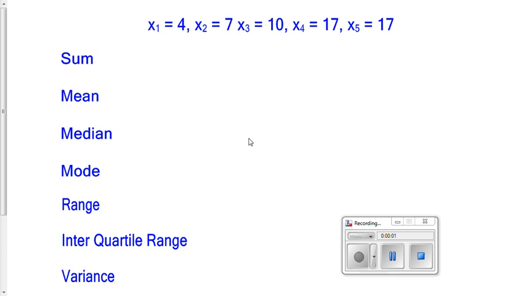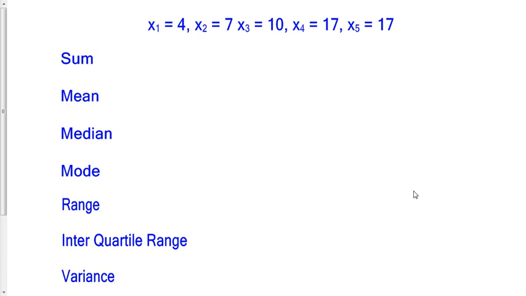All right, section 3.3 is looking back at some of the things you did in chapter 1. If here was a set of values of some data, if you were going to calculate all of these different things, the sum of these values would be 55, and the mean or the average would be 11. The median or middle number is 10. The mode is 17. The range is 13.